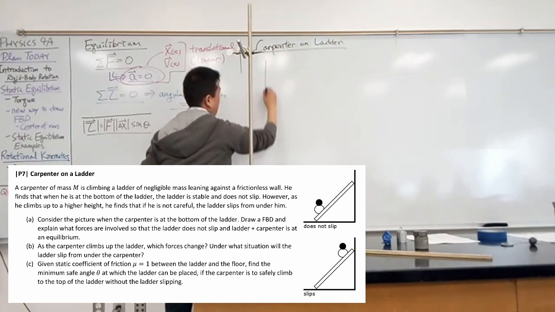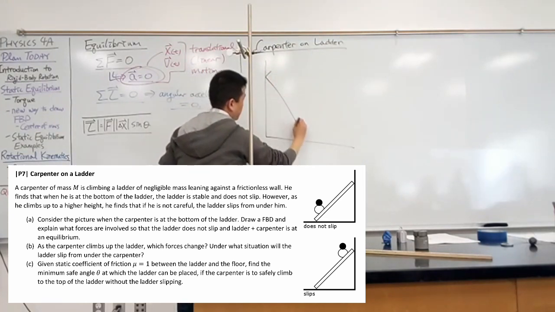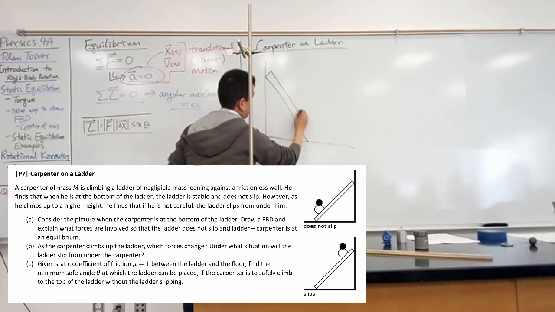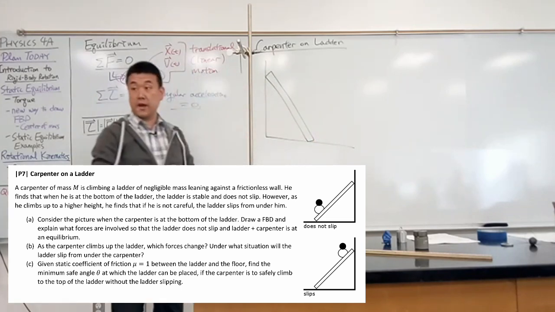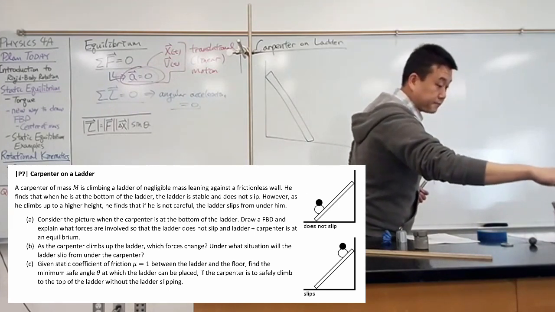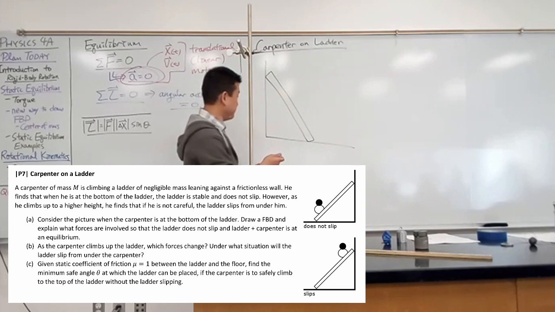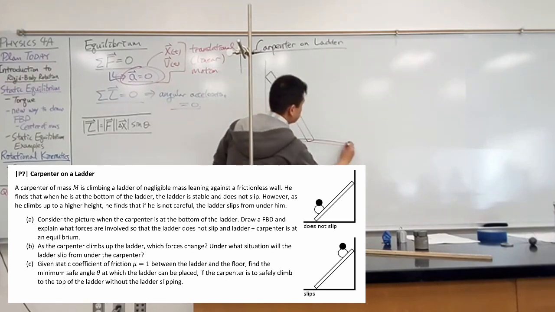And here's my wall and floor, and here's my ladder leaning on it. Let me give you some numbers so that we have something concrete to talk about. So what angle do you think is an easy angle to work with? Any preferences on the angle?